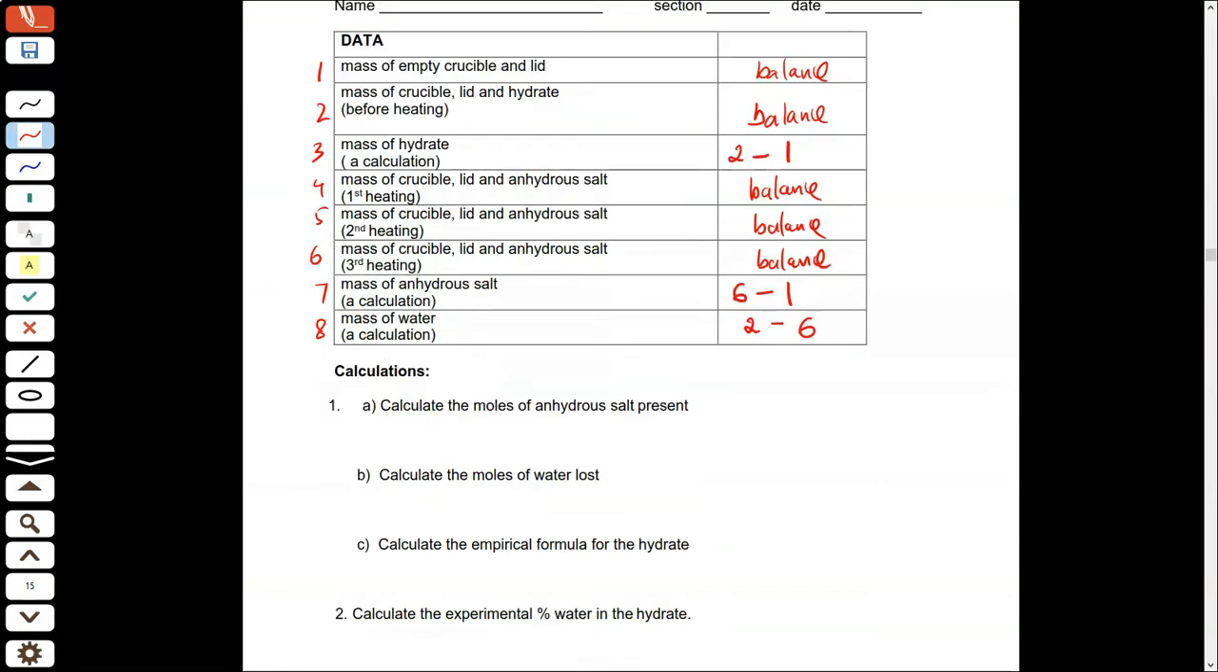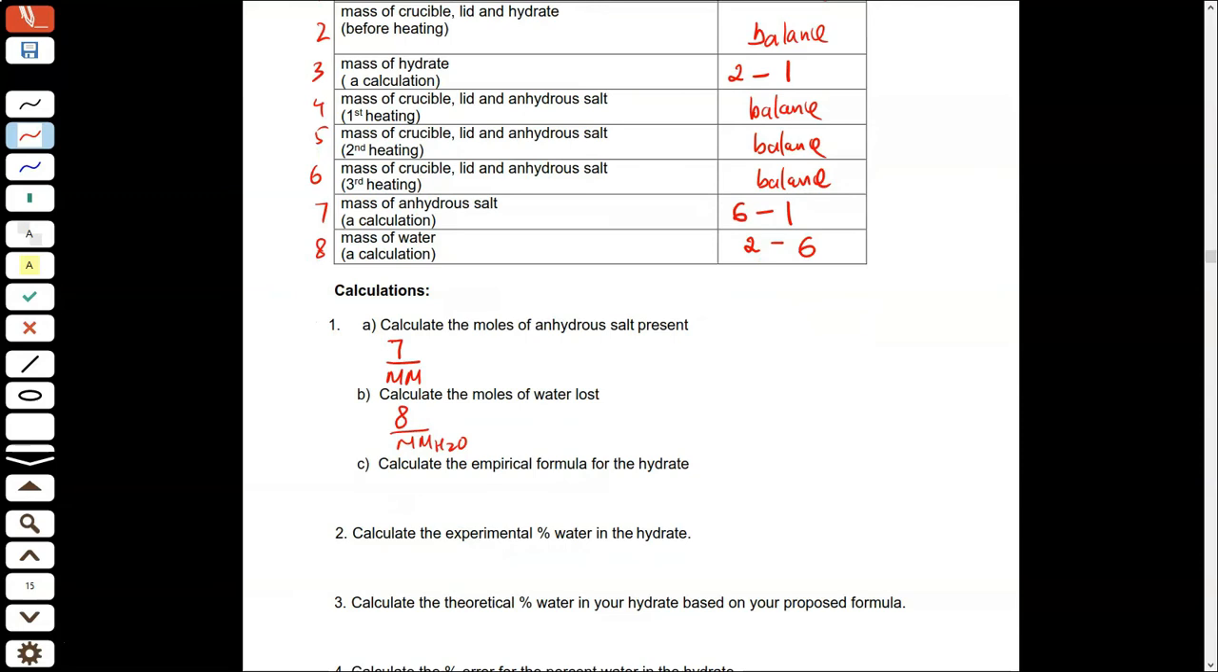To calculate the moles of anhydrous salt present, you're going to divide the mass from row number 7 by the molar mass of the anhydrous salt. The moles of water lost will be equal to the value of row number 8 divided by the molar mass of water. And to calculate the empirical formula of the hydrate, you will base it on the values of 1a and 1b and follow from the class lecture.